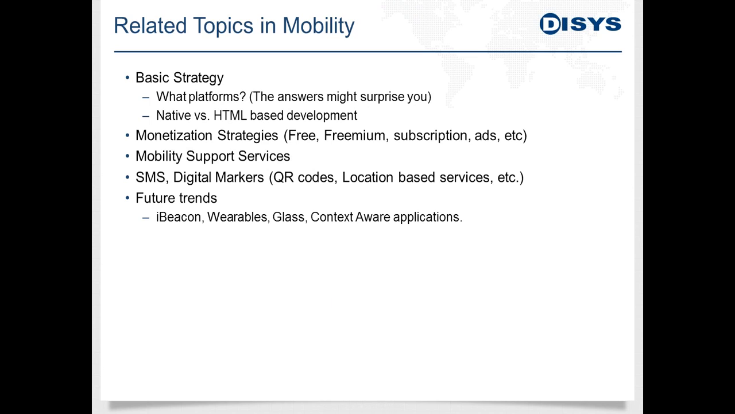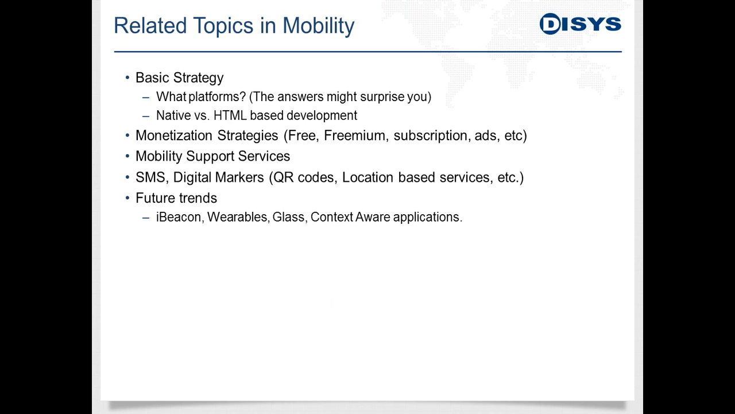Native versus HTML-based development. So real quick, native is where you're using Objective-C on an iOS device, and then you would do Java for Android. Whereas with an HTML-based one, you're building web pages and putting a wrapper around them for the phone. And there are reasons that you might consider both methods. Monetization strategies: if you have an app that's for consumers, how do you charge for it? Should you charge for it? Are there other opportunities to monetize those?